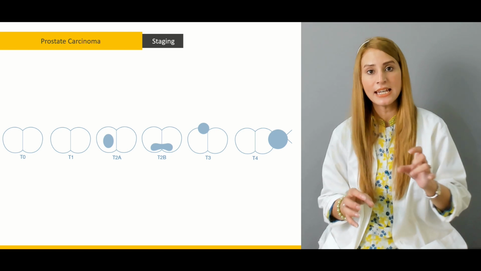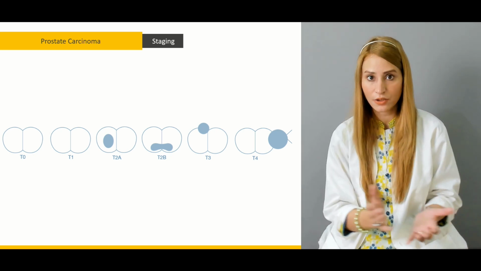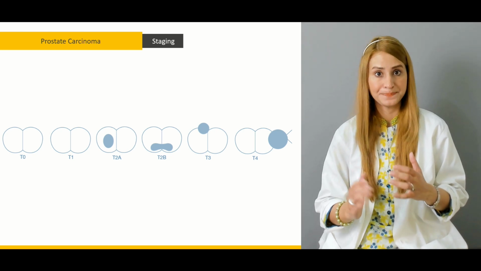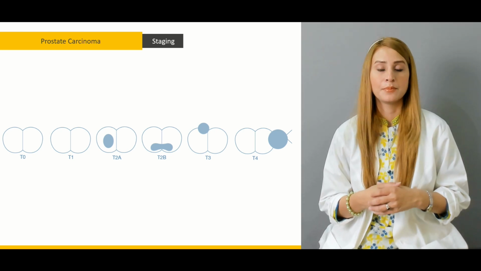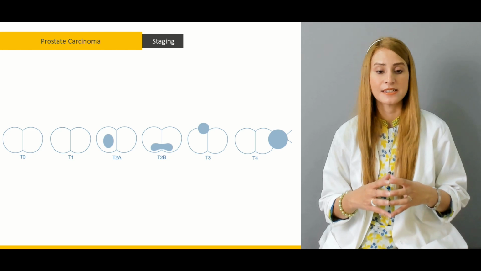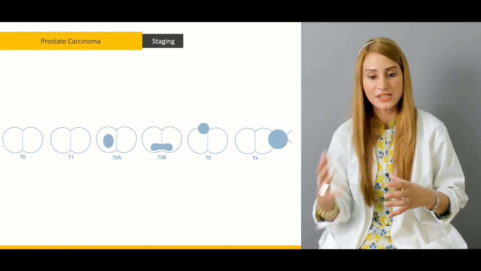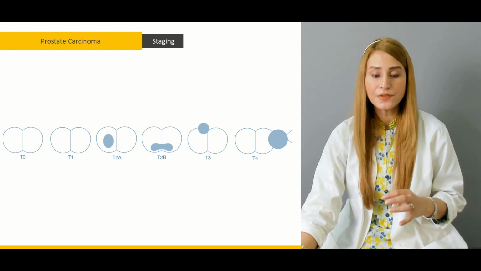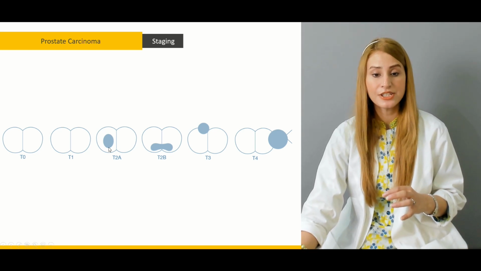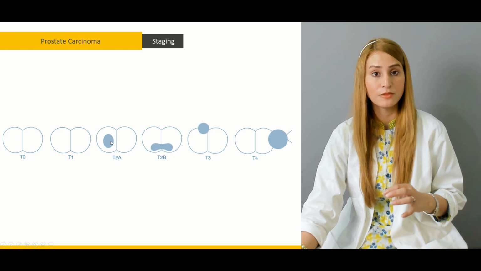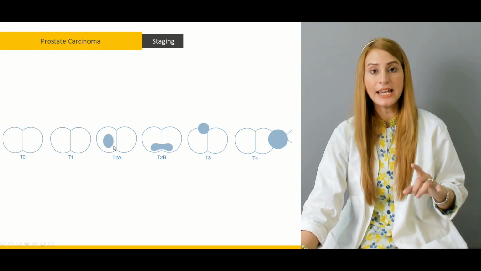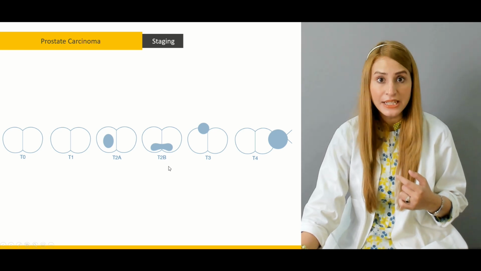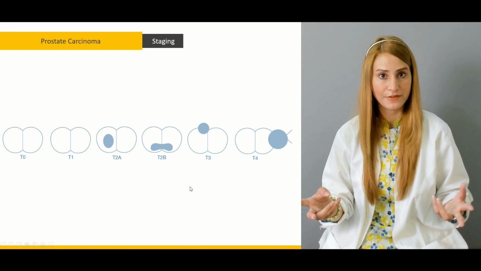So T1A is less than 5% of the resected segment. T1B is greater than 5% of the resected specimen, and T1C is involving a little bit part of the prostate. So if we talk about the T2, these are the different 2 lobes of the prostate, and in T2A, there's involvement of the 1 lobe of the prostate. In T2B, there's involvement of the 2 lobes of the prostate.